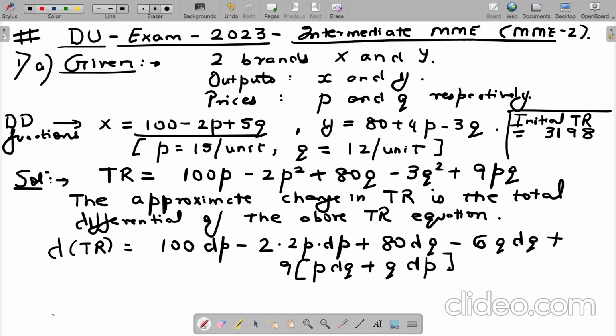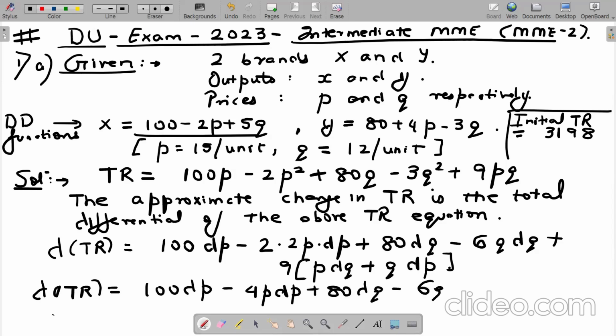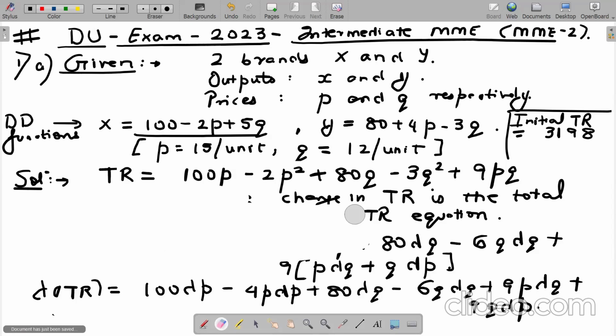Okay, this is my total change in revenue. So I can write dTR is equal to 100 dp minus 4p dp plus 80 dq minus 6q dq plus 9p dq plus 9q dp. I've opened up all the brackets. And now what I'm doing is I'm writing all the dp terms together and all the dq terms together. So for that, I erase all this off.